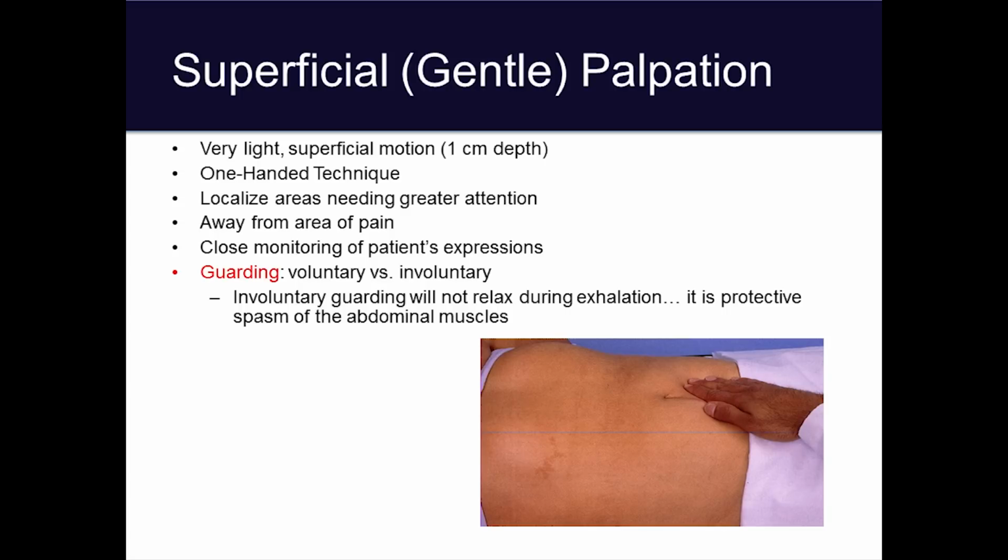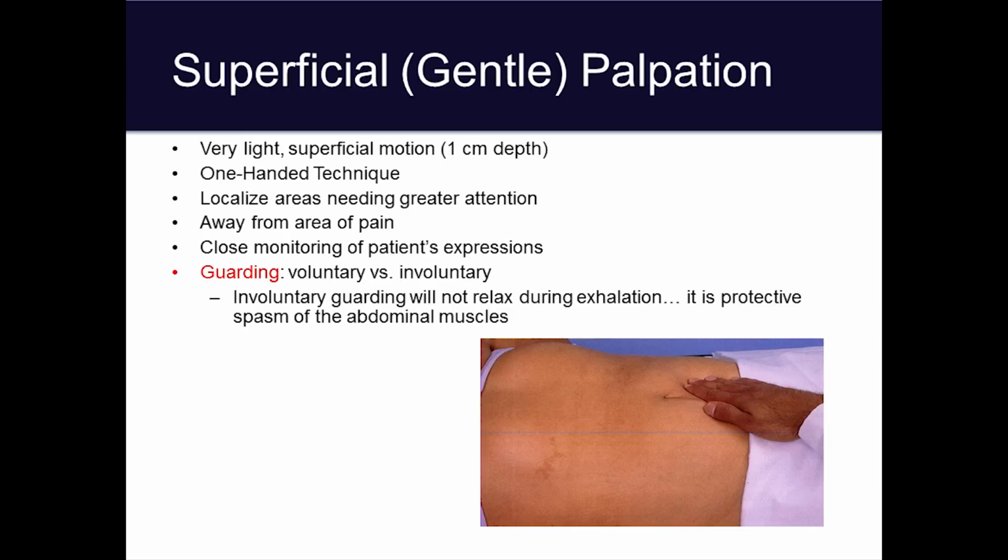The next part of your examination would be the superficial or gentle palpation. You're doing this very lightly. It's very superficial, about 1 centimeter depth. It's a one-handed technique. You want to localize areas needing greater attention, and you always start away from the area of pain. So if a person came in with right upper quadrant pain, you might start in the left lower quadrant and move your way towards the right upper quadrant.